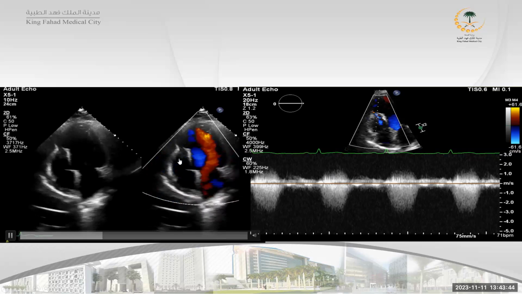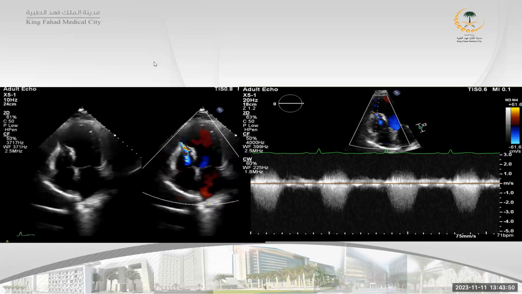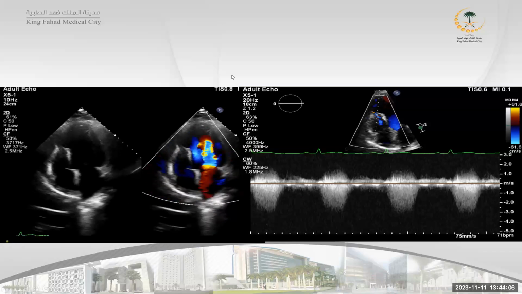This is likely ventricular septal rupture post myocardial infarction. So easily we can pick up that this is post myocardial infarction, VSR, ventricular septal rupture. It is true aneurysm of the apex, and we have severe systolic dysfunction of the LV, and we have dilatation of the left ventricle.